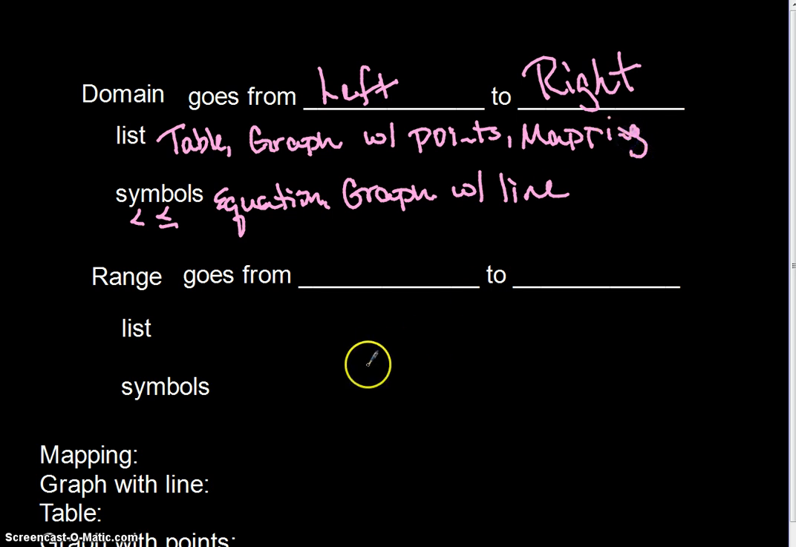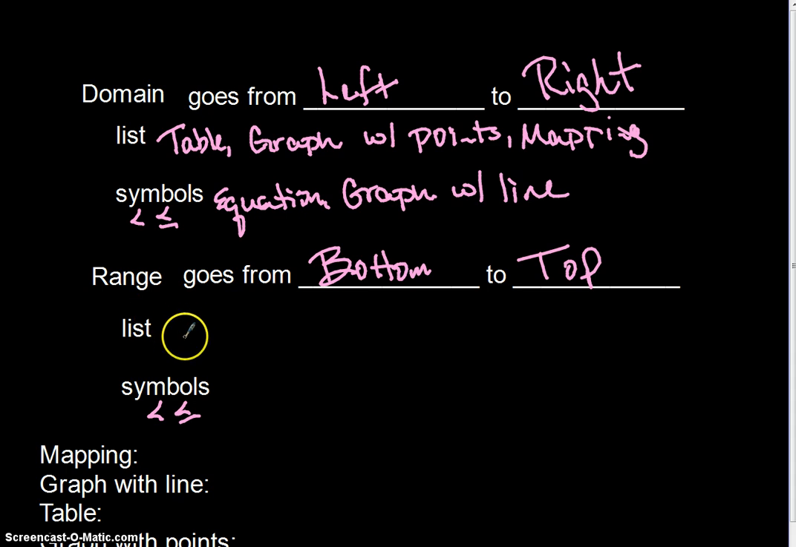Okay. Your range, when you're looking at a graph, goes from the bottom to the top. Your symbols, once again, are going to be less than or equal to. Same rules for domain and range, okay? If you used a list in domain, you're going to use a list in range. So once again, it's going to be a table.